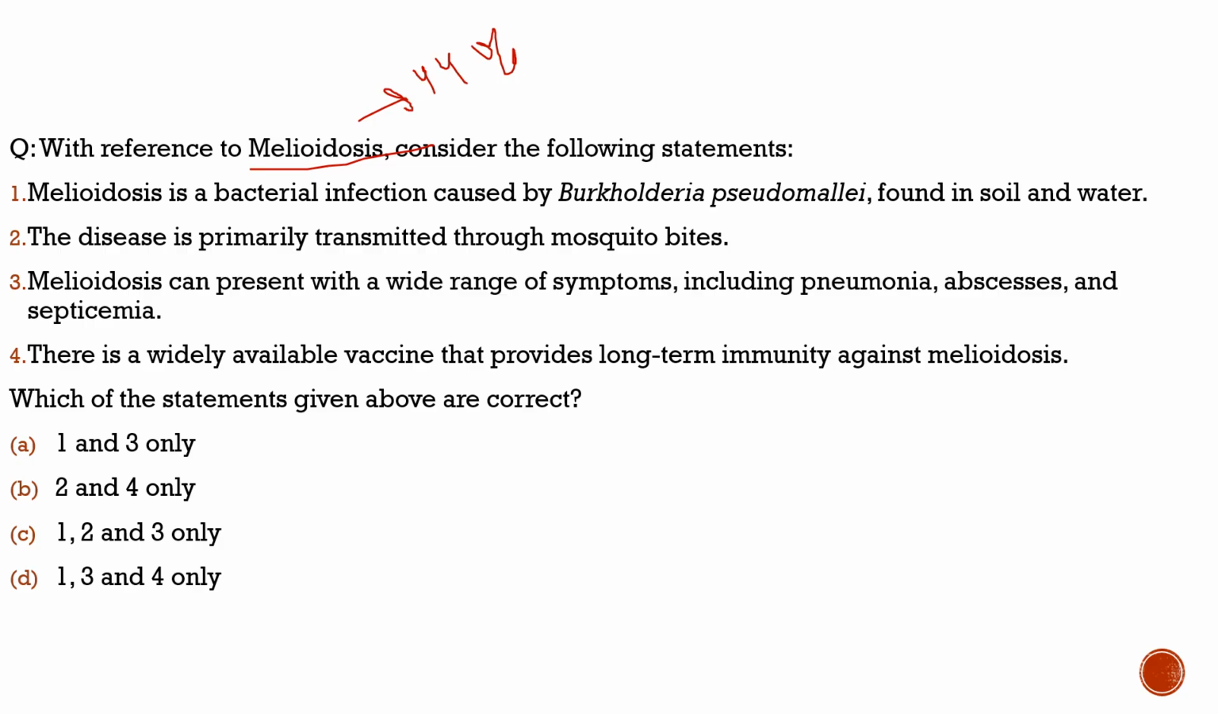Here the question says, with reference to melioidosis, consider the following statements. First statement, melioidosis is a bacterial infection caused by Burkholderia pseudomallei found in soil and water, 100% correct. First statement is true. Second statement, the disease is primarily transmitted through mosquito bites. No, it is not transmitted through mosquito bites, but it is transmitted through direct contact with contaminated water. So the second statement is incorrect. Here we can eliminate options B and C. We are left with A and D.